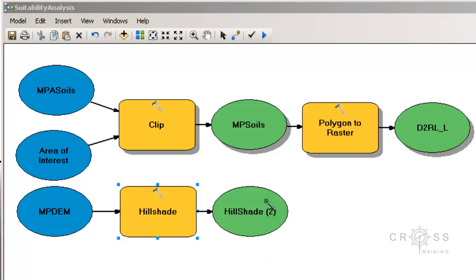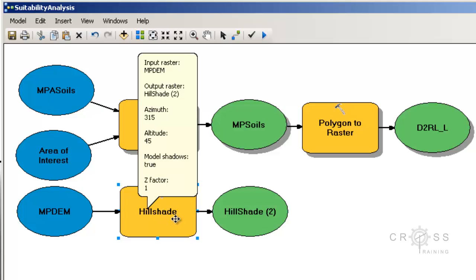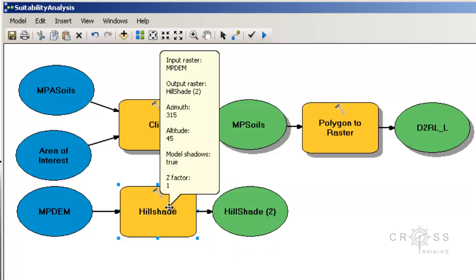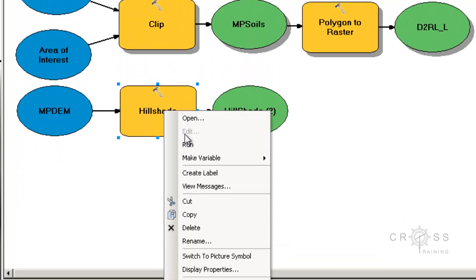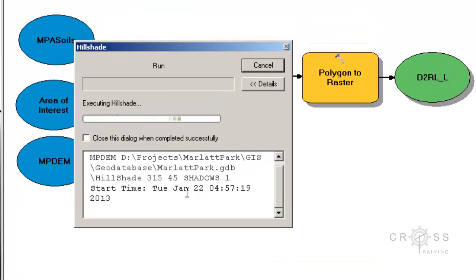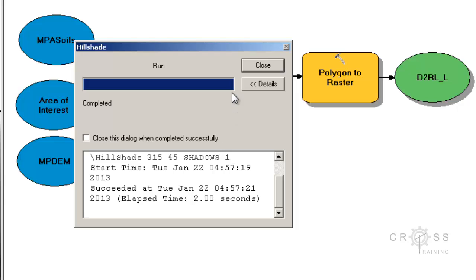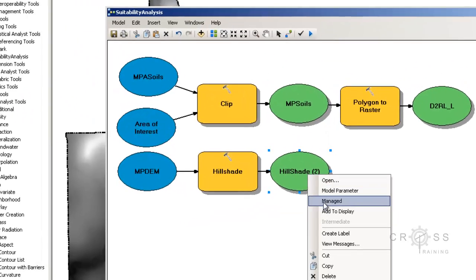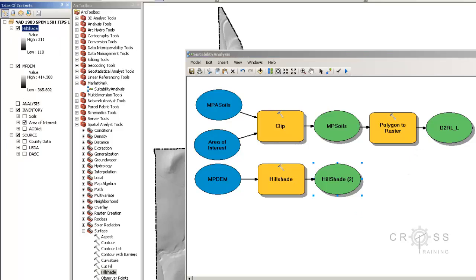Sometimes you'll see the number 2 here, and that has to do with how many times you've attempted to run this tool. I've already dragged and dropped it in here once and deleted it, and I just dragged and dropped it in here again, and that's why we see a 2 here. So I'm going to go ahead and right click on Hillshade and choose Run. I'm going to click Close, right click here and select Add to Display.